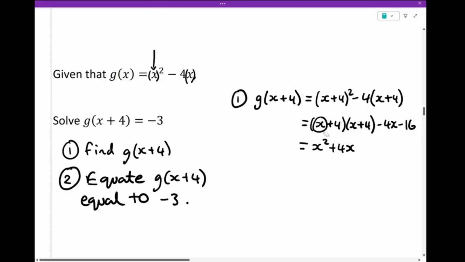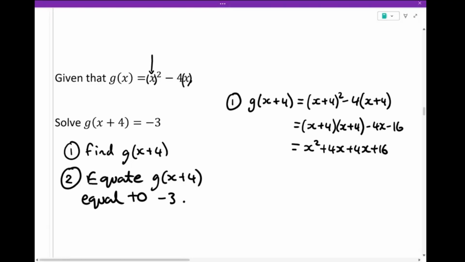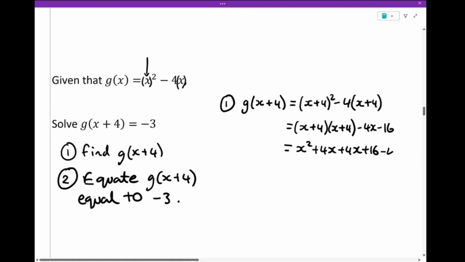Then let's move on to my next term in this bracket. So positive 4 times this x is positive 4x. And then finally, the positive 4 times positive 4 gives positive 16. Okay, so that's my brackets expanded. But don't forget about the other two terms there. So the negative 4x and the negative 16.